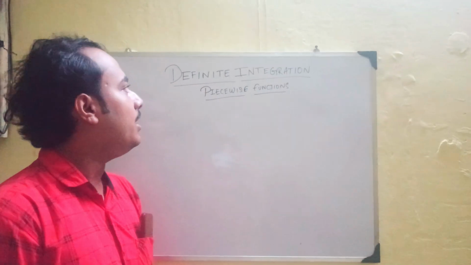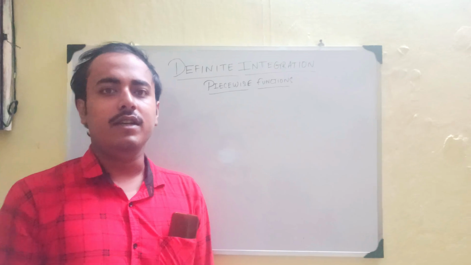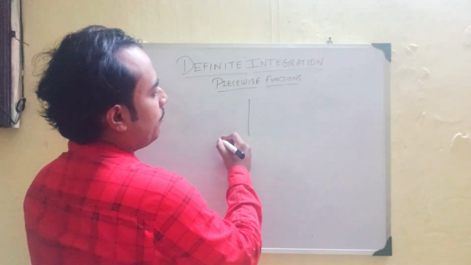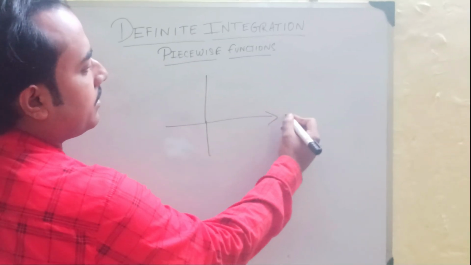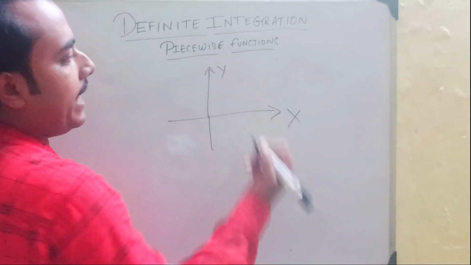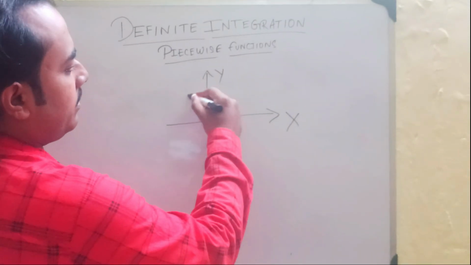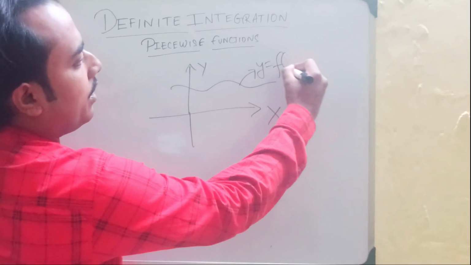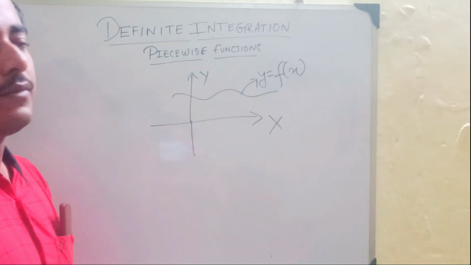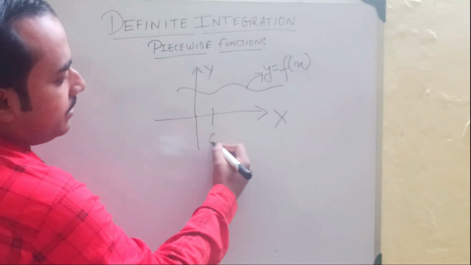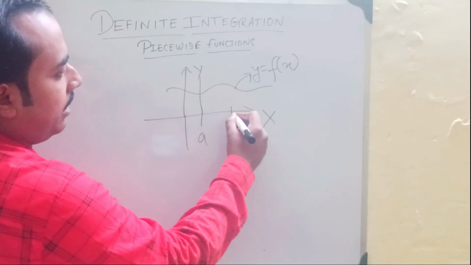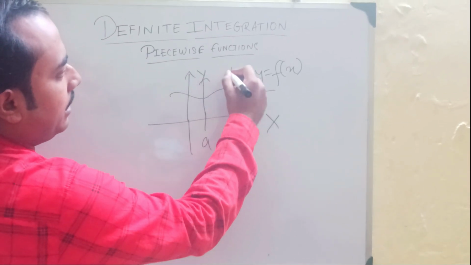So today we are going to learn about definite integration and in specific piecewise functions. So in general, when you have a function, let's say this is the x-axis and let's say this is the y-axis. So say we have a function like this which has the equation y equals f of x, right? And let's say there are 2 points on the x-axis, this is A and this is B, and we extend these points like this as a line which is vertical.